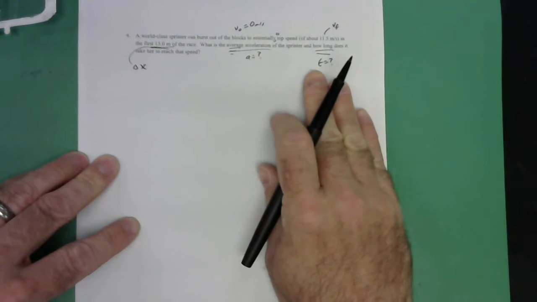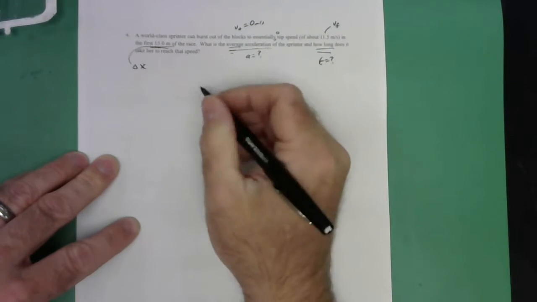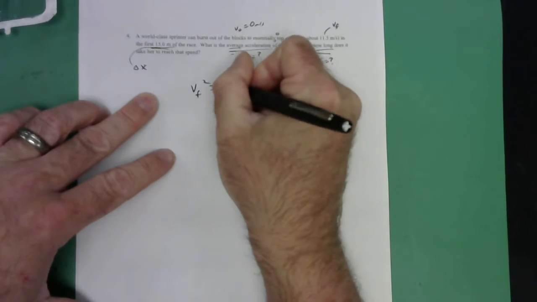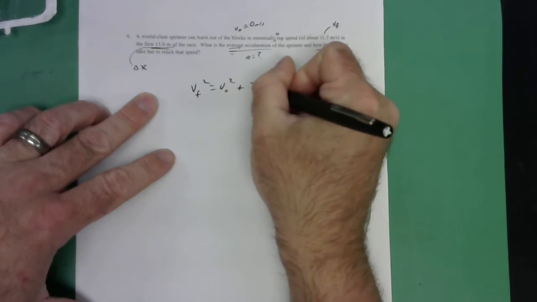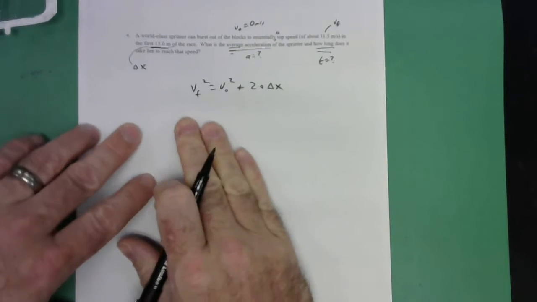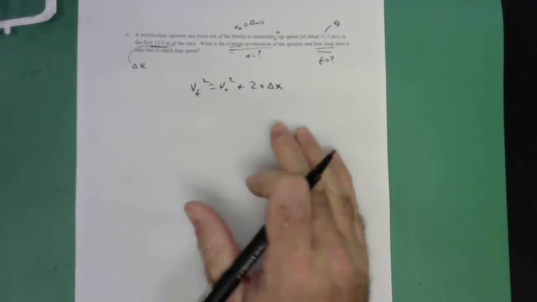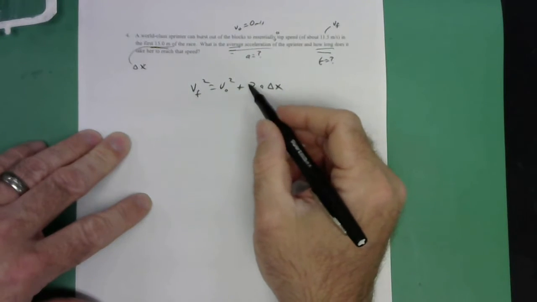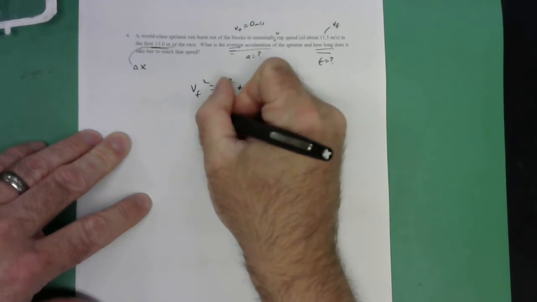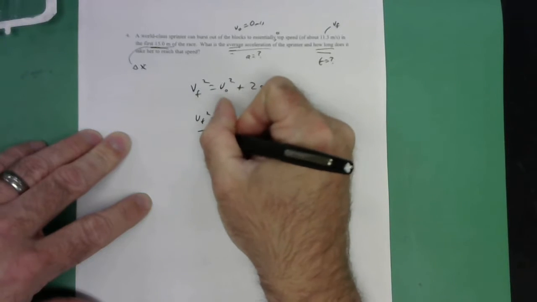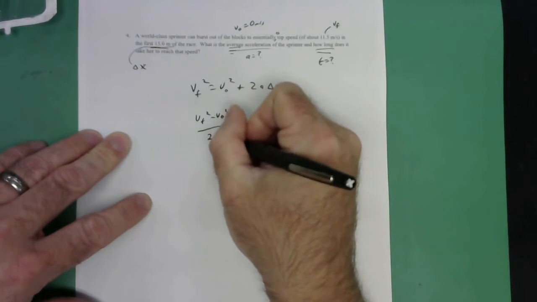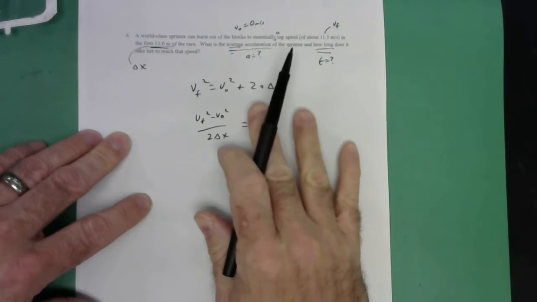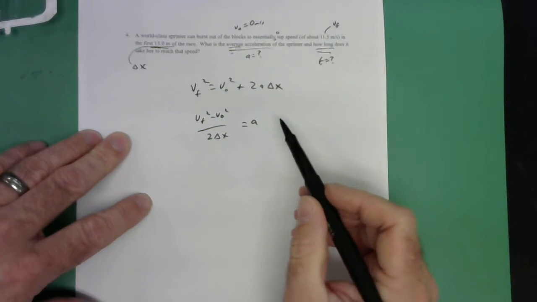I want the formula that doesn't have time in it because I don't know that one yet. So the one that doesn't have time, again, that would be this one. V final squared is V initial squared plus 2a delta x. That's final velocity squared is initial velocity squared plus 2 times the acceleration times the displacement. Taking a look at this, we're trying to solve for acceleration. So I'm going to rearrange: vf squared minus v naught squared divided by 2 times the displacement. That would give me the acceleration when I rearrange, right? Subtract this over and then divide both sides by 2 times delta x.